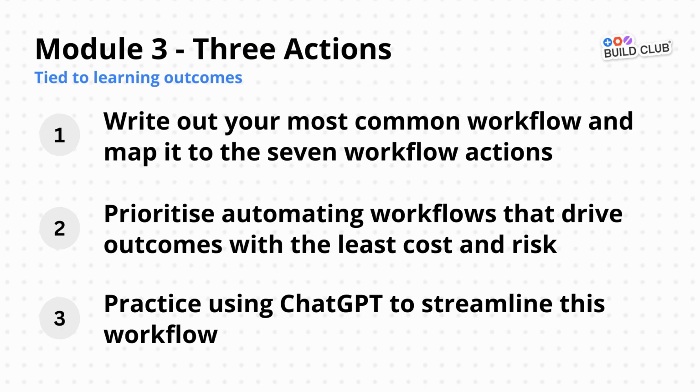To summarize, your 3 actions are to: number 1, write out your most common workflow and map it to the 7 workflow actions. Number 2, prioritize automating workflows that drive outcomes with the least cost and risk. And number 3, practice using ChatGPT to streamline this workflow.